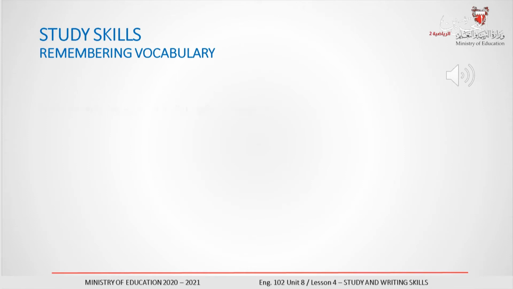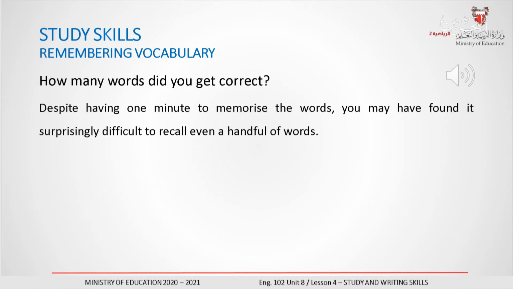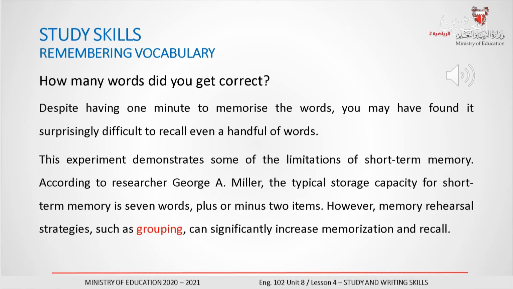How many words did you get correct? Despite having 1 minute to memorize the words, you may have found it surprisingly difficult to recall even a handful of words. The experiment demonstrates some of the limitations of short-term memory. According to researcher George A. Miller, the typical storage capacity for short-term memory is 7 words, plus or minus 2 items. However, memory rehearsal strategies such as grouping can significantly increase memorization and recall.